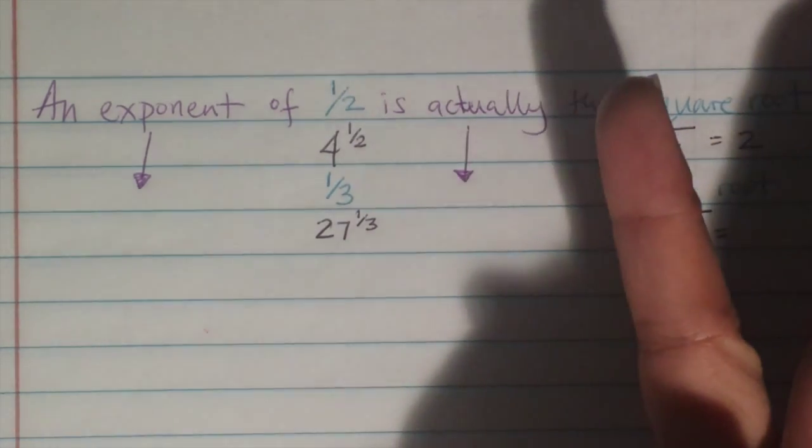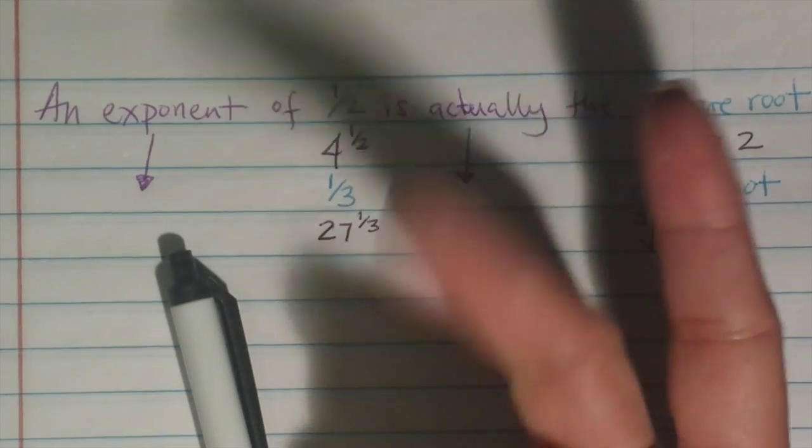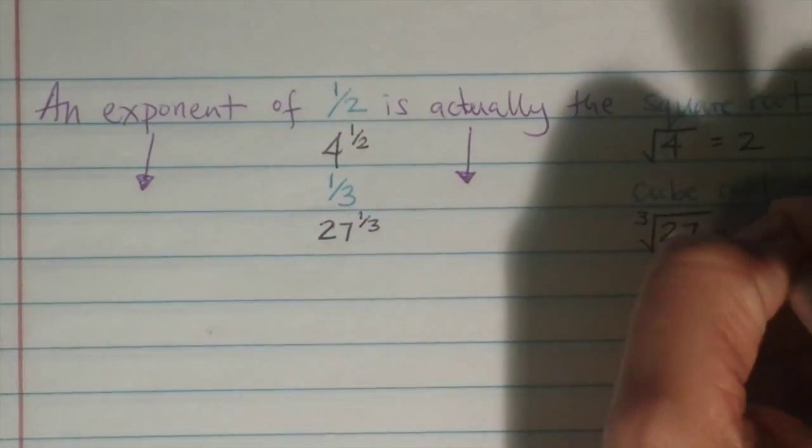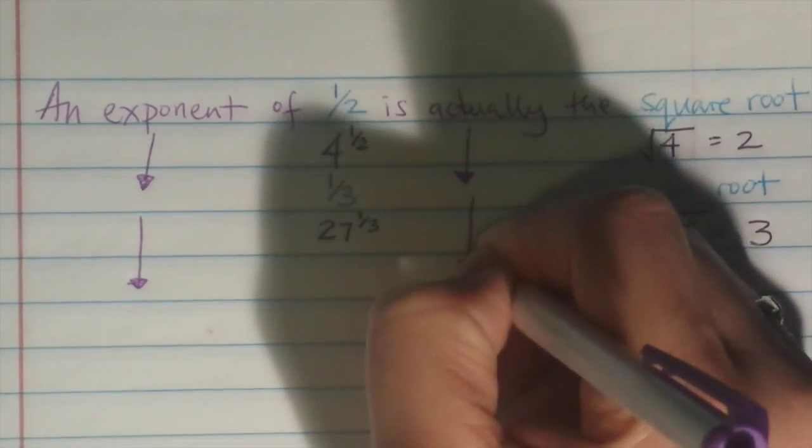Alright, so let me check 2. 2 times 2 is 4, times another 2 is 8. So that's not it. 3 times 3 is 9, times another 3 is 27. So 3. 3 multiplied by itself 3 times will give me 27.